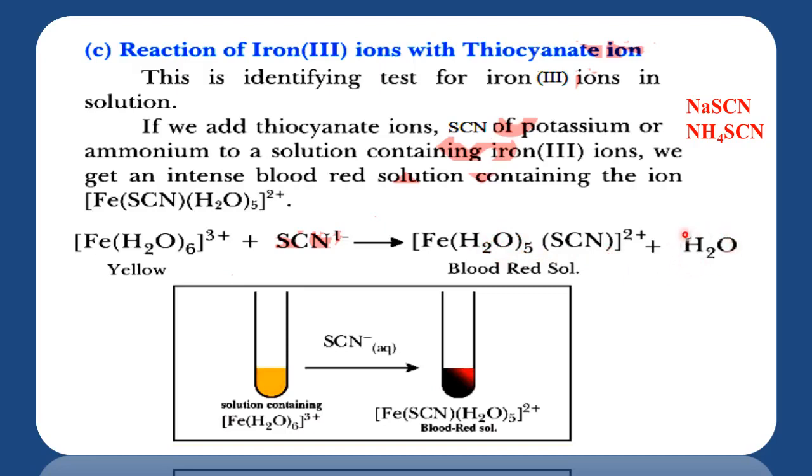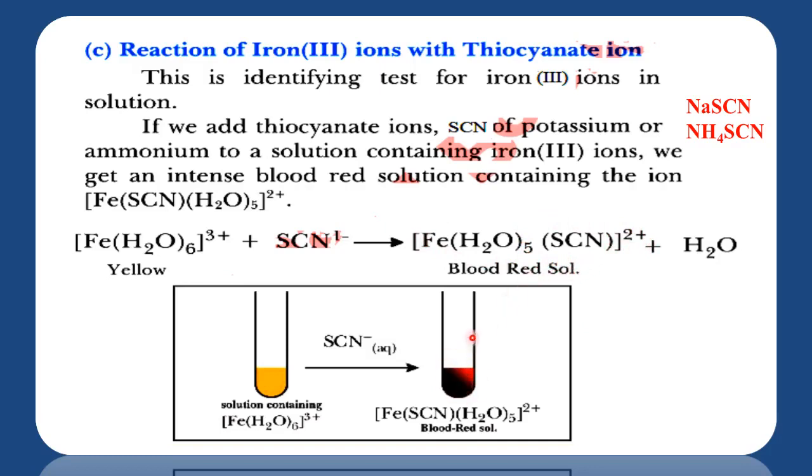Now students, over here we are not obtaining precipitates. It is a blood red solution. Why? Because look at the coordination sphere, it is not neutral. When the coordination sphere is neutral, then we obtain precipitates. But since it is ionic, a cationic coordination compound or complex, it is soluble in water. But this complex is giving blood red coloration.